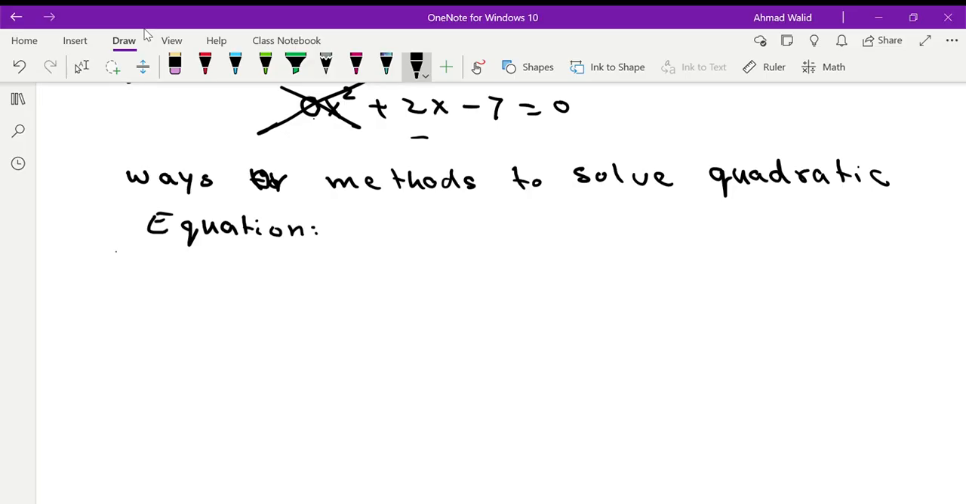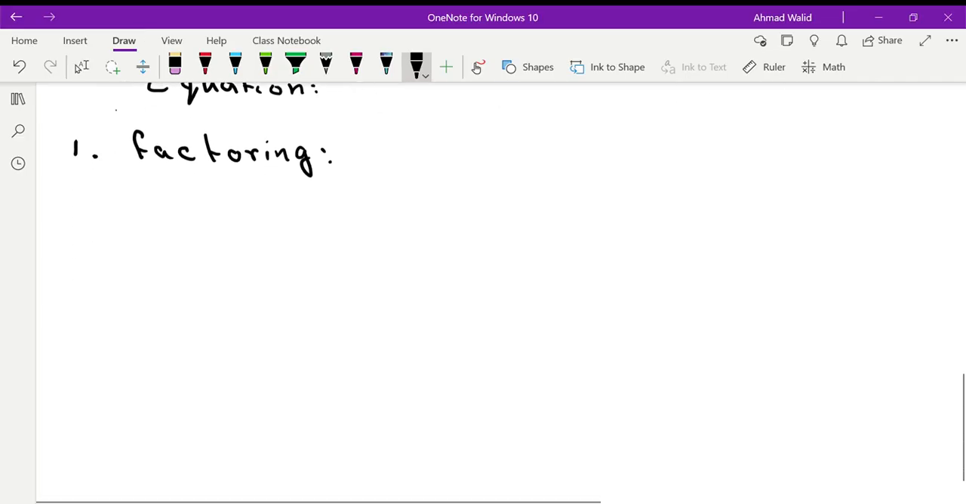Okay, ways or methods to solve a quadratic equation. The first method, number one, is factoring. You can solve some quadratic equations by factoring. Not all of them, some of them. And we are lucky if we get a quadratic equation that can be factored. Correct? Because this is so fast. This way is really the easy way to factor a quadratic equation and solve.